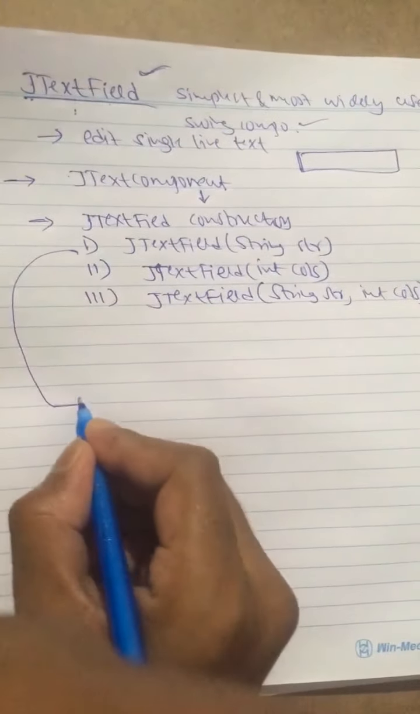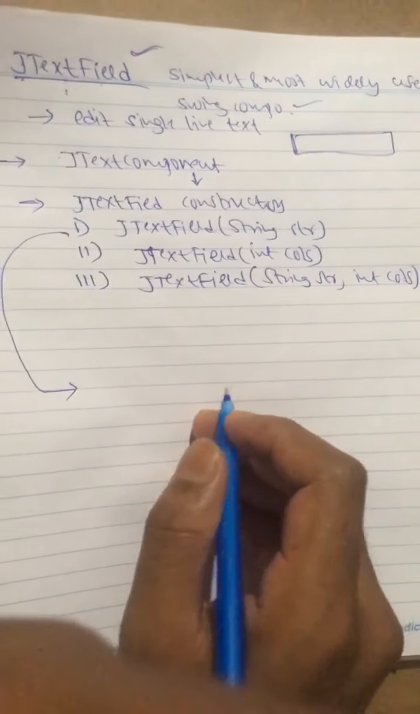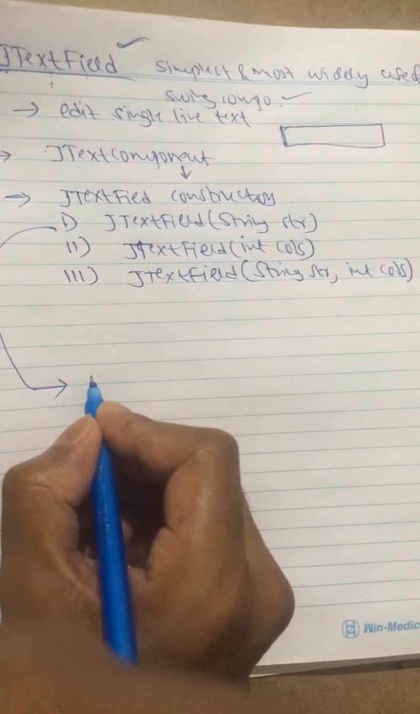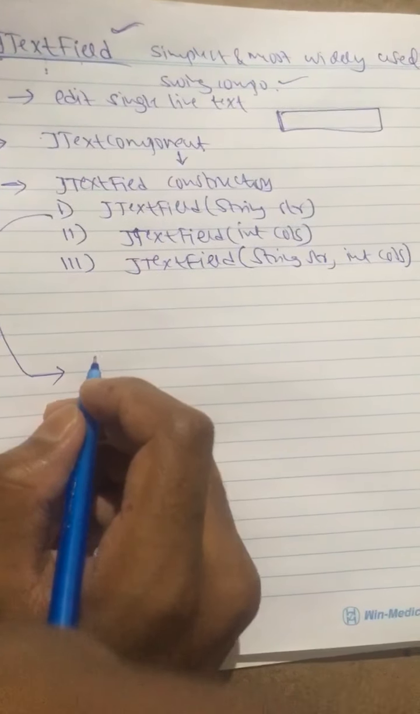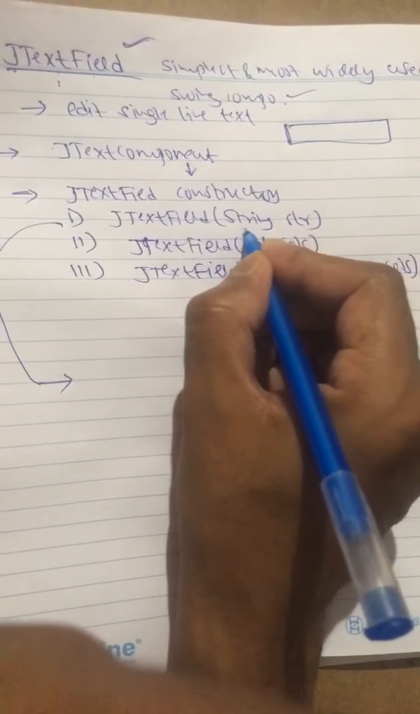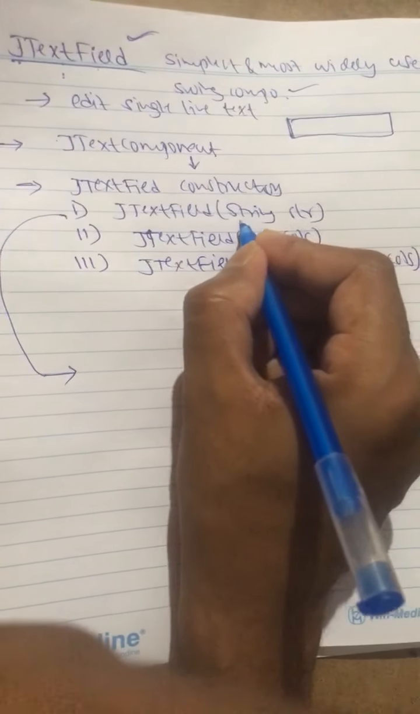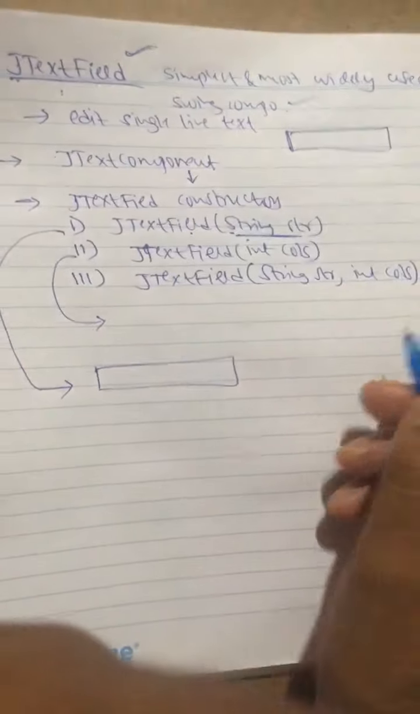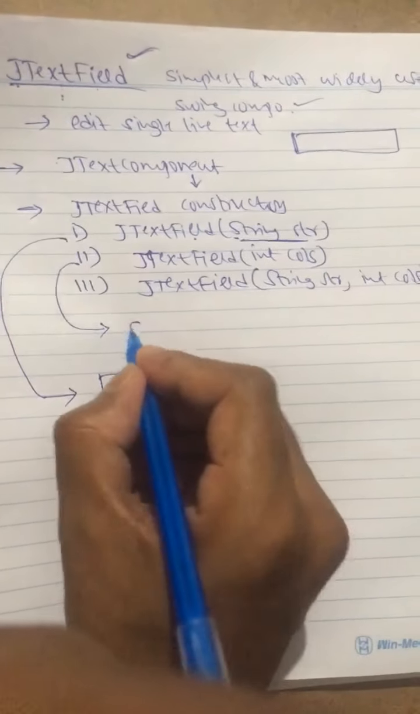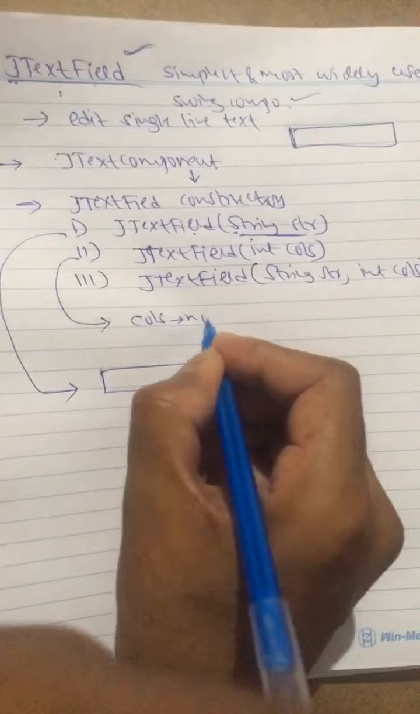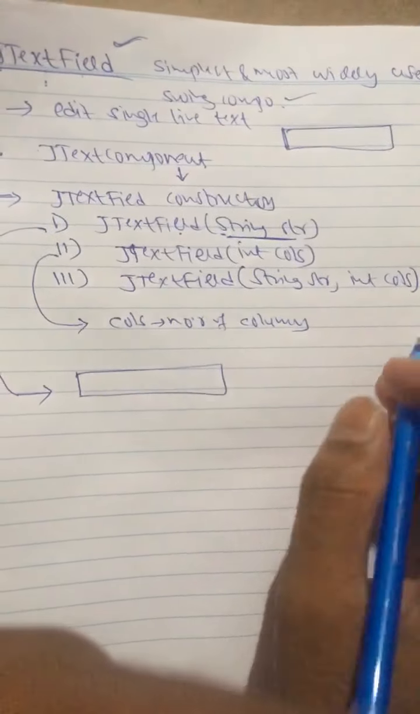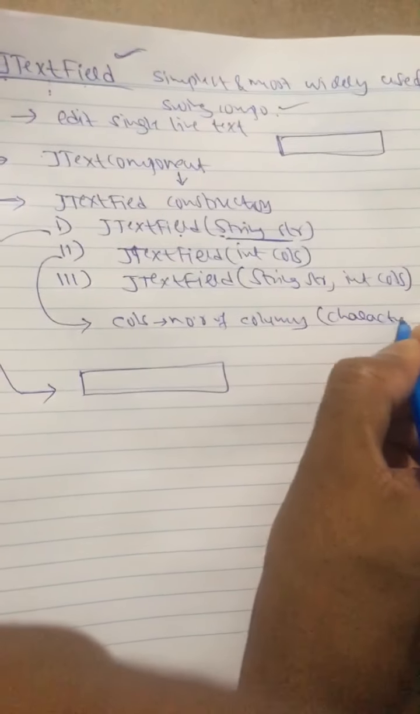Look at the first constructor. JTextField(String str) creates a text field with a string initially displayed in the text field. We mention a string in the JTextField constructor, and this string is initially displayed in the text field. Number two, JTextField(int columns). Cols is the number of columns available in a text field, simply the number of characters.